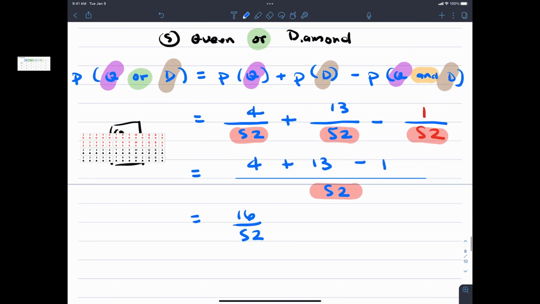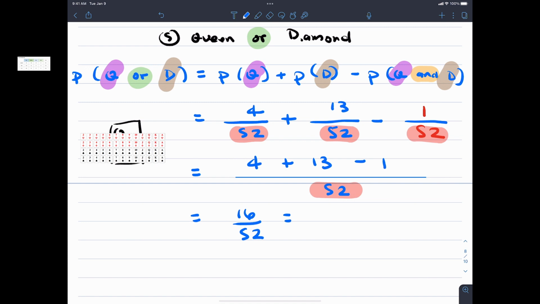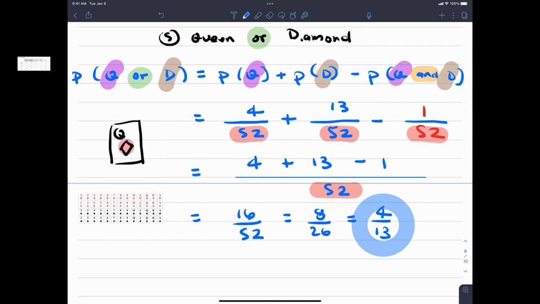However, ladies and gentlemen, isn't 2 going to 16 8 times? I have to reduce the fraction. 2 goes into 52 26 times. 2 goes into 8 4 times. 2 goes into 26 13 times. And ladies and gentlemen, you're done. This is your answer: 4 over 13. Probability of selecting a queen or a diamond. Nice question.